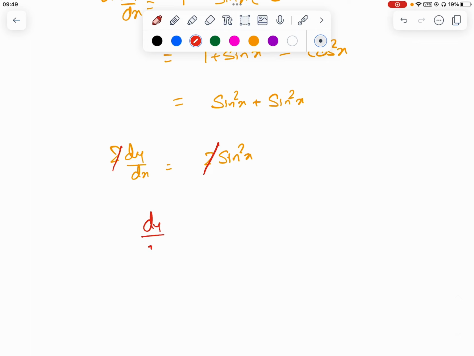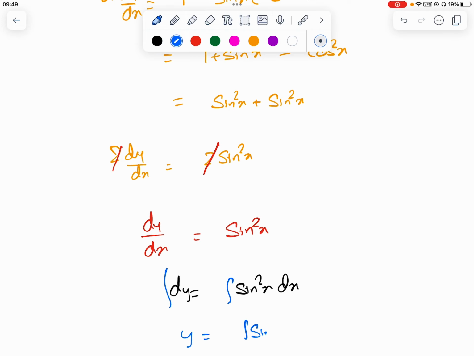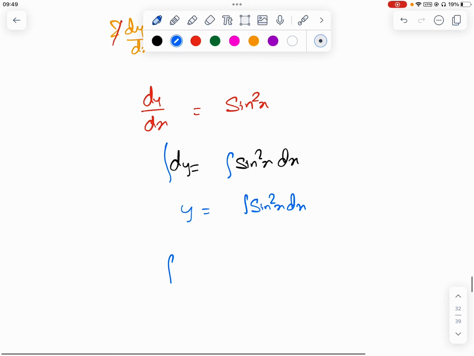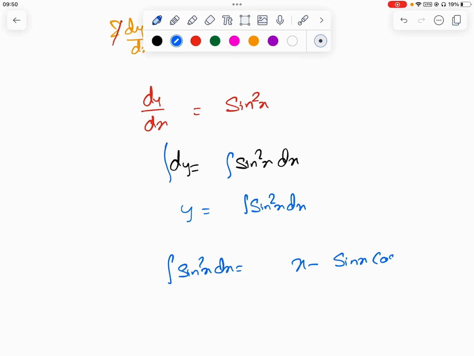So what I got is dy by dx equals sine square x. So what can I do? dy equals sine square x dx. Apply the integral on both sides. y equals the integral of sine square x. What was y? y was x minus sine x cos x upon 2. So the integral of sine square x is nothing but x minus sine x cos x, whole divided by 2, plus c.